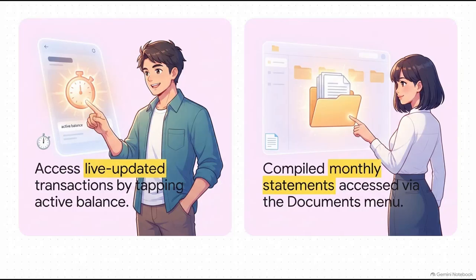Now, this brings us to a concept that often trips up beginners, the difference between your live view and your official statement. On the Current platform, if you just tap your active balance on the home screen, you're looking at the real-time ledger. It's a chronological, live updated list of all your pending and unbilled transactions as they happen.